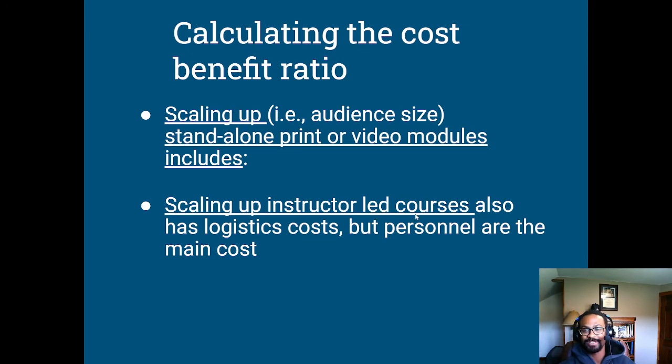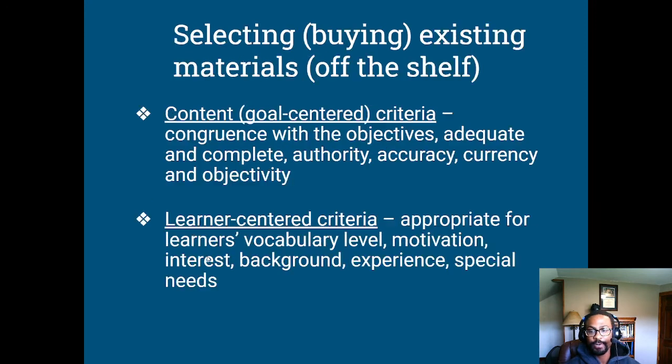So, scaling up instructor-led courses also has logistical costs, but personnel are the main costs, right? Of course, people cost the most. So, obviously, that's why you're hard pressed at getting the people you need, right? And so you have to wear all these hats. So that's calculating the cost-benefit ratio.